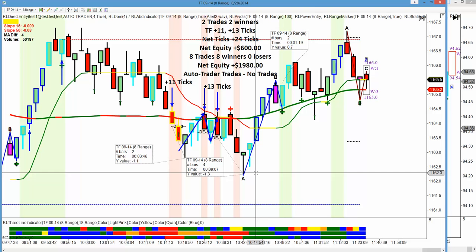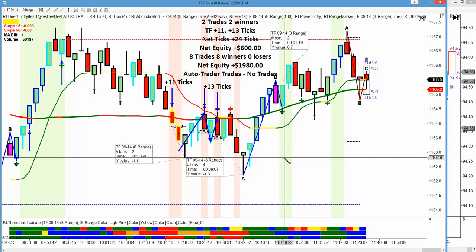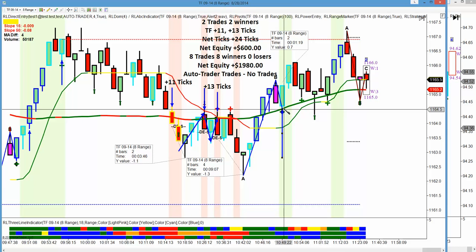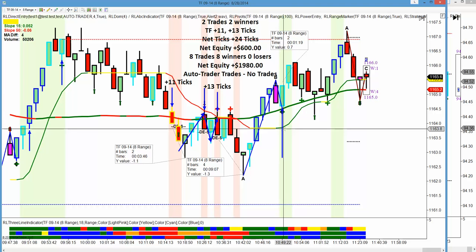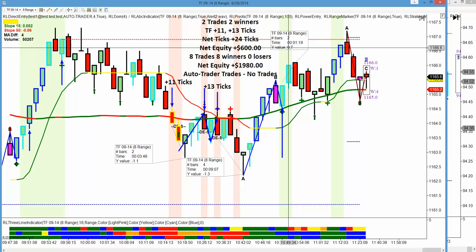Again, I showed you that trade on crude. There was another great trade here. This is a C engulfing candle right off the 50 with the 15, and that would have gone 7. So we had a lot of trading opportunities today.